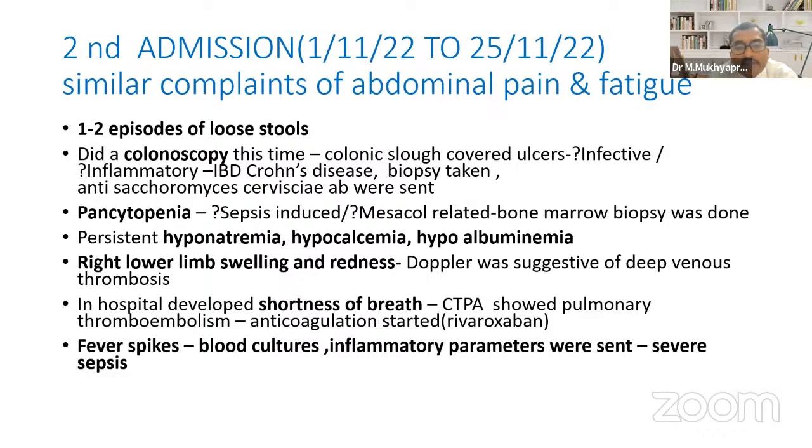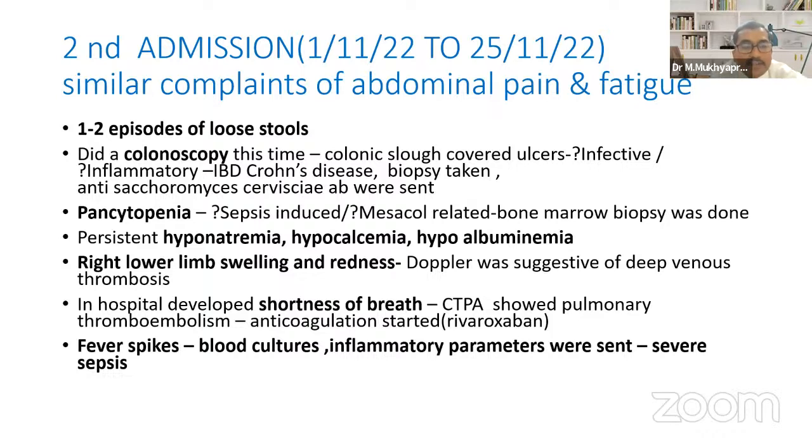There was a colonic slough covered with ulcers, multiple ulcers. They thought it's infective or inflammatory, the first possibility being Crohn's disease. Biopsy was taken from multiple areas from the rectum and also the ileocecal junction and colon, and anti-Saccharomyces cerevisiae antibodies were asked to be sent. We sent it.